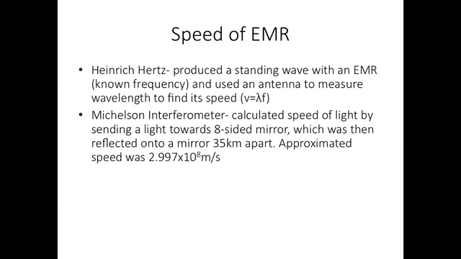Michelson interferometer. He calculated the speed of light by sending a light towards an 8-sided mirror, which was then reflected onto a mirror 35 kilometers away. He approximated that the speed was 2.997 times 10 to the 8 meters per second.